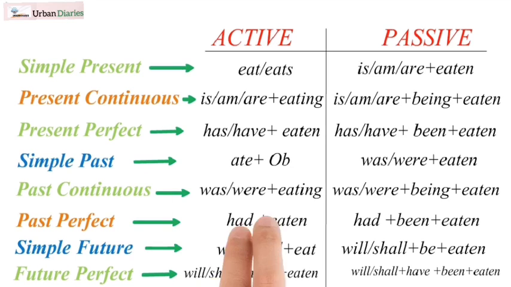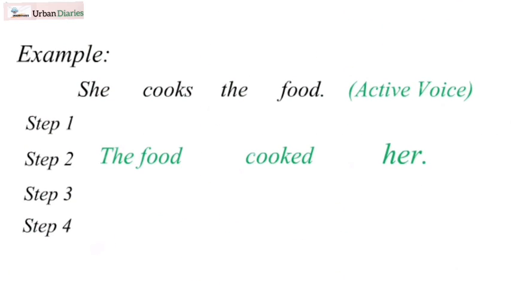Let's go back to the example now. She cooks the food. Since this is a present simple tense, we'll use is/am/are as helping verb. So, the food is cooked. Do you think it's done now? Yes, almost. Only the fifth step is left. That is to put by before the subject. So, the final sentence would be the food is cooked by her.